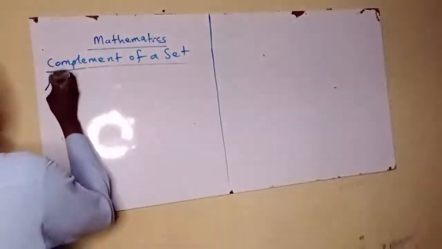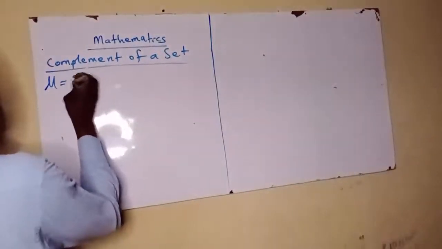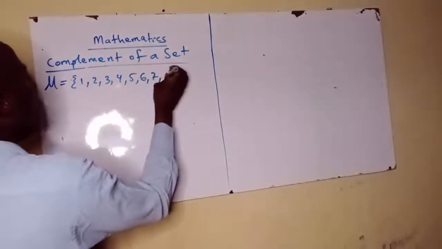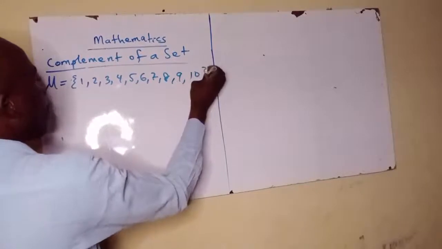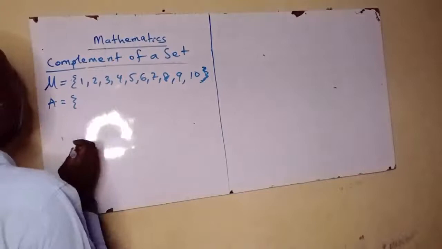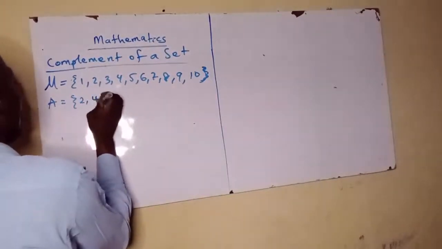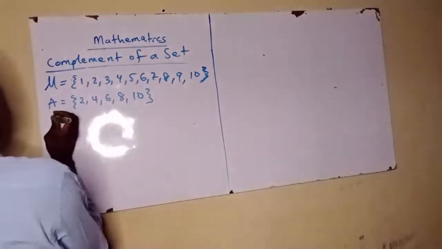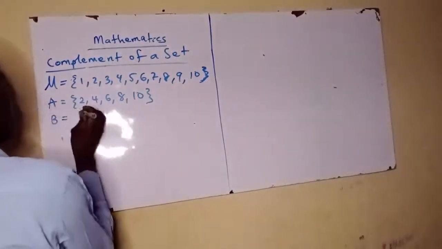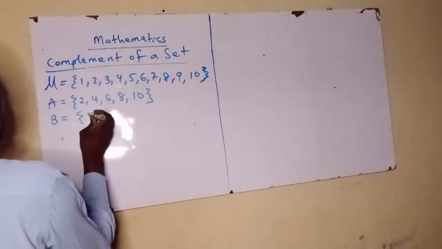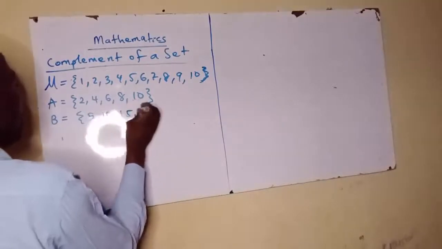For example, let's take this one now. Let the universal set be equal to 1, 2, 3, 4, 5, 6, 7, 8, 9, and 10. Then let our A be 2, 4, 6, 8, and 10. And let our B maybe be 1, maybe 5, 10, 15, and 20.